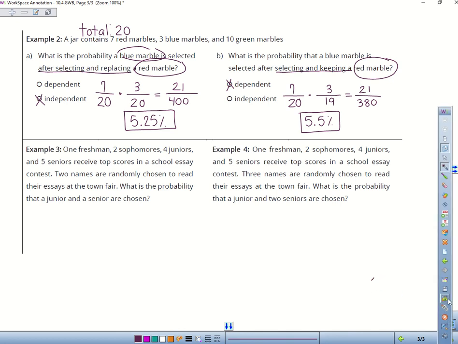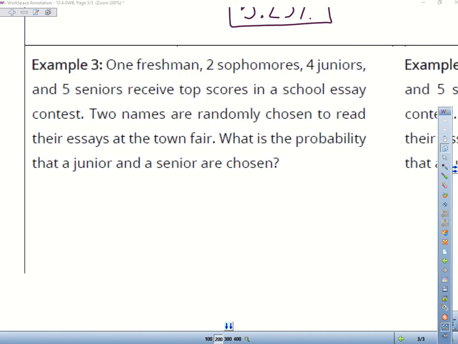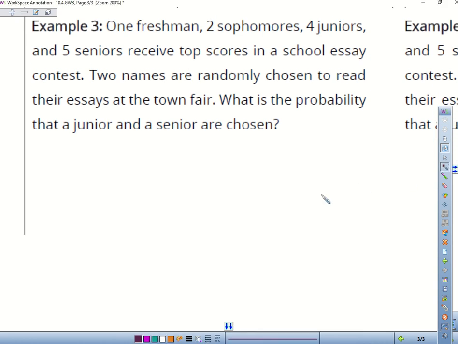Now we're going to do a problem involving students. So we have 1 freshman, 2 sophomores, 4 juniors, and 5 seniors. And they're going to be randomly chosen to read their essays at a town fair. So what is the total number of students in this pool to choose from? 12. I know you guys don't like when they're written as words. You've probably been noticing that a lot in the homework, and so there's 12 total students.